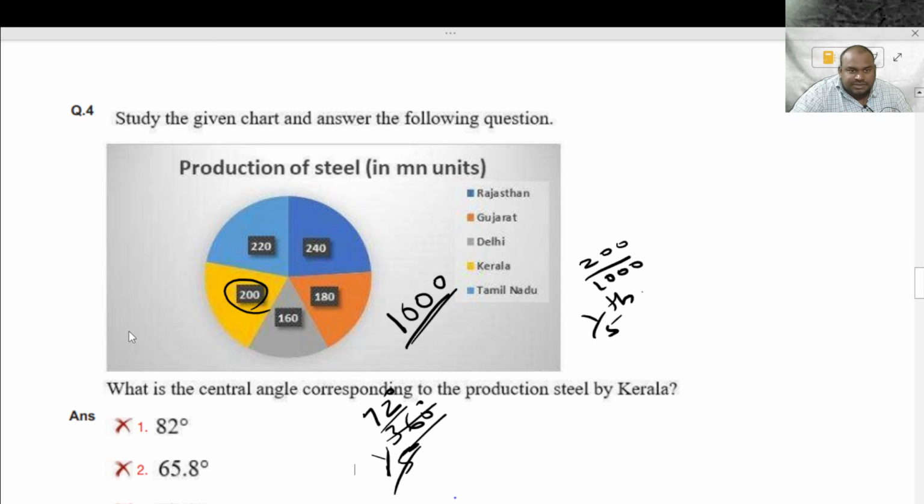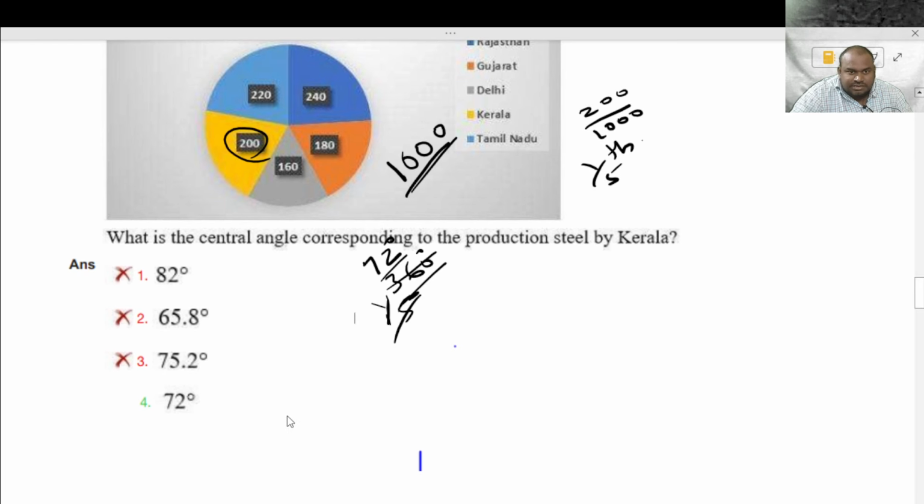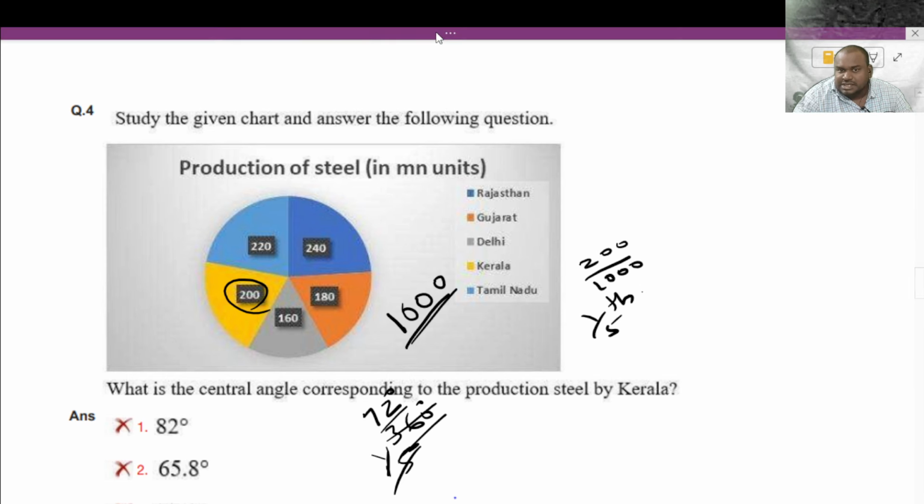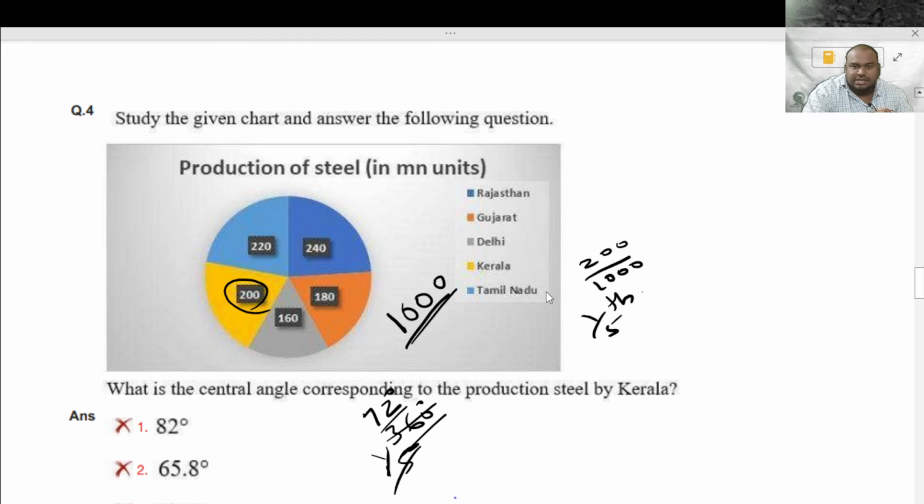It means 72 degrees. All he is asking is how many degrees 200 will be proportional to. So what we did was calculate how many units there are in a circle, 1000. In another way, you can solve it like this also.